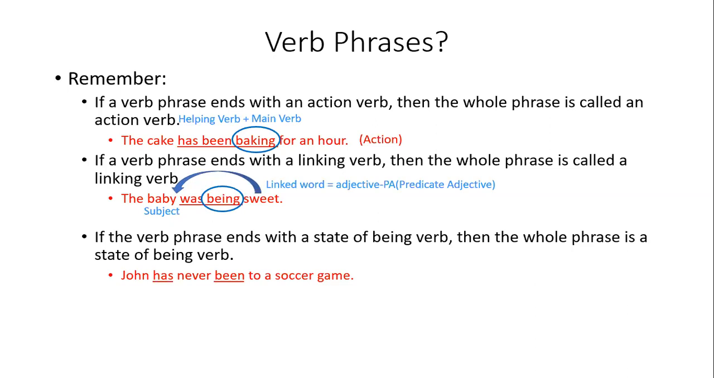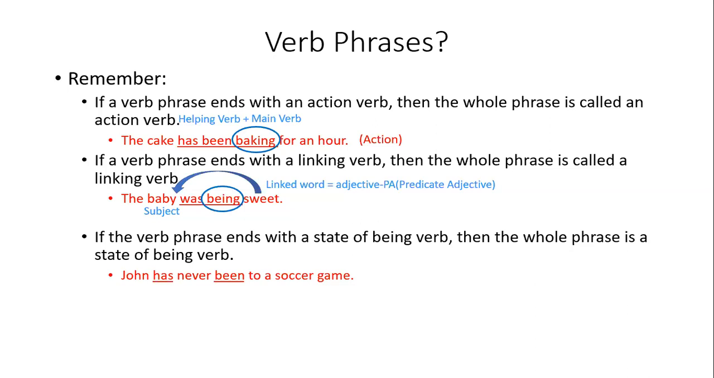Okay, now if the verb phrase ends with a state of being verb, then the whole phrase is a state of being verb. So in this case, you're going to focus on, again, the main verb. And in this case, John has never been to a soccer game. Been is the main verb, and it's just saying that he's never been. It's just showing a state of being. Okay, it could have easily said John has been to a soccer game. So in this case, it's just acting as a state of being verb, and this whole verb phrase turns into a state of being verb as well.